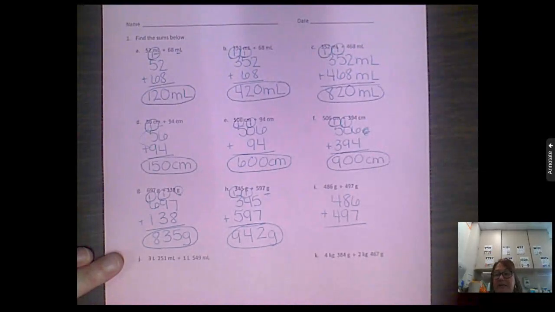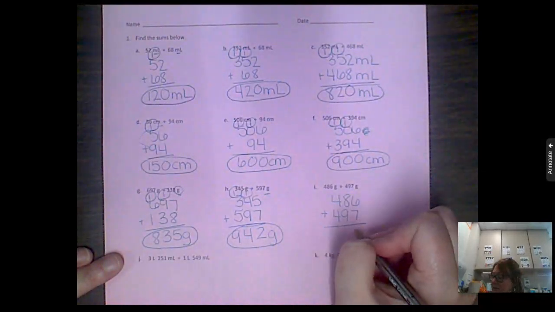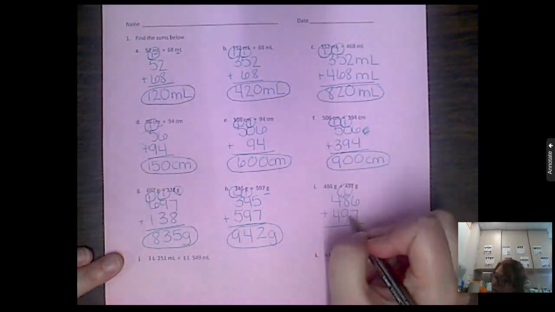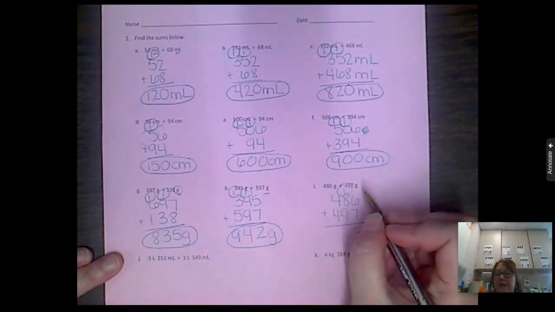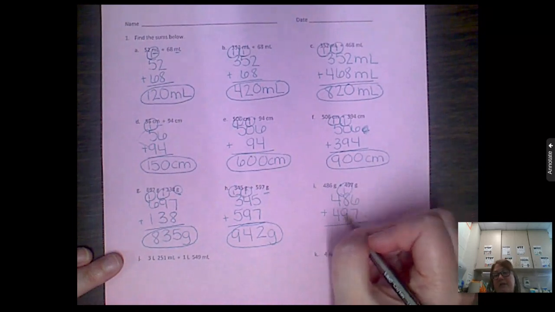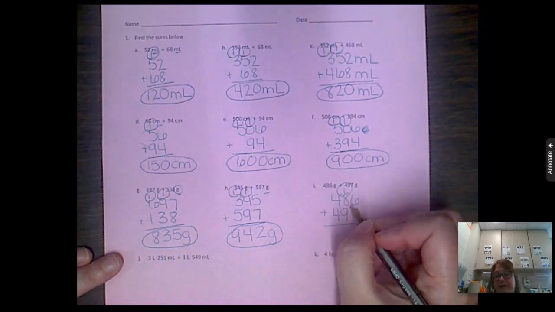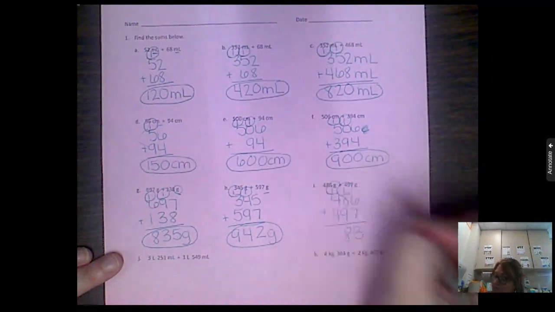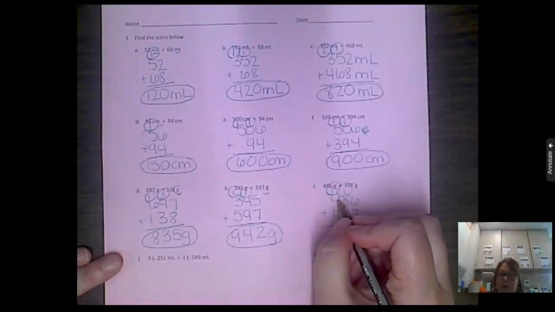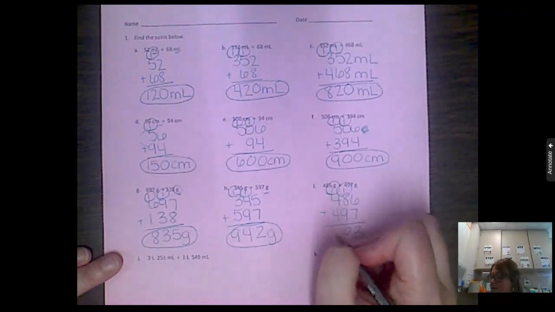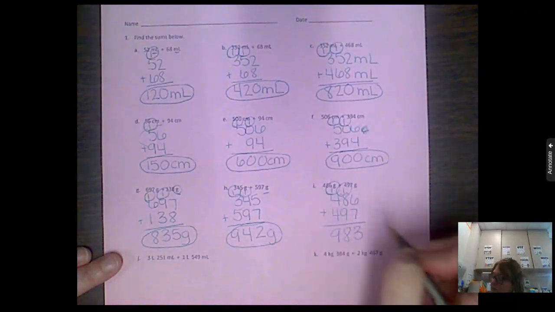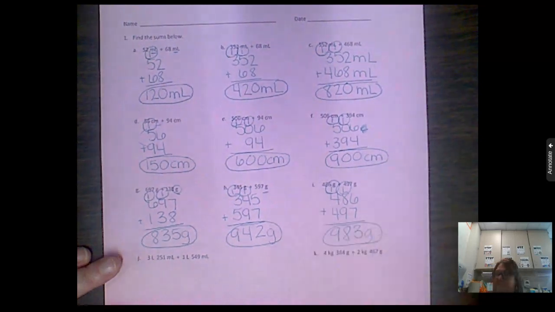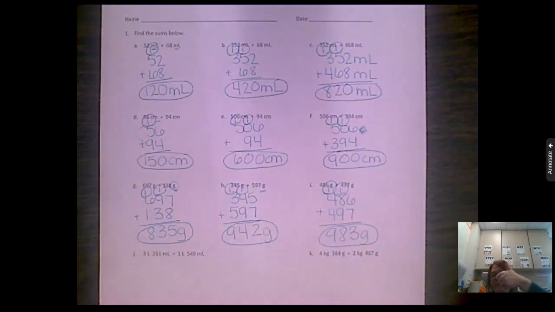And then we have 6 plus 7 equals 13, right? So 3, carry the 1. I'm going to say 9 plus 1 again because I want to get that 10 first. And then once I know that 9 plus 1 is 10, I can add the 8, which gives me 18. 8, carry the 1. 4 plus 4 is 8, plus 1 more is 9. So 983 grams. Don't forget that label. How do we do there?